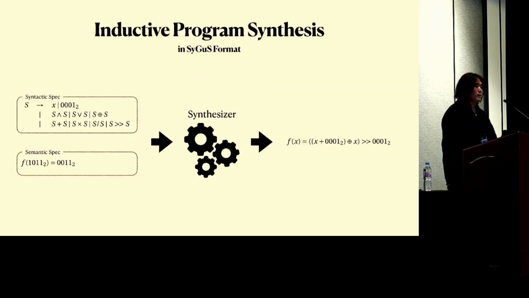Our target is the inductive SyGuS problem, where a syntactic spec is a grammar and a semantic spec is a set of input-output examples. Suppose we want to synthesize a target function f that turns off all bits from the first bit to the rightmost 0 of a given bit-vector integer. The SyGuS problem and its solution are as follows, and I will use these examples throughout this talk.